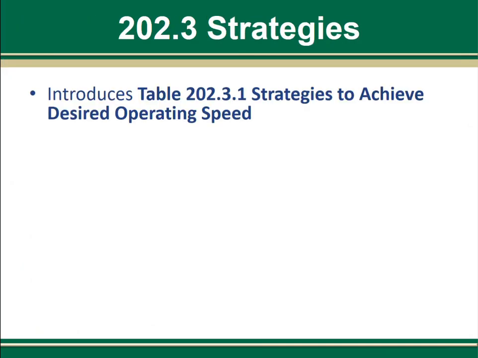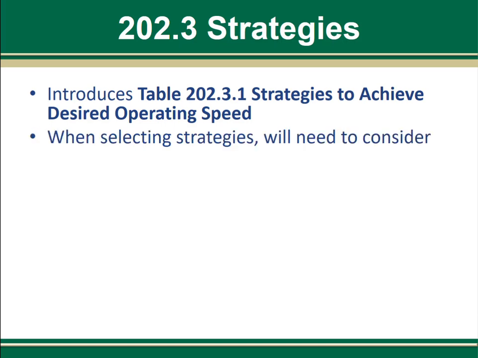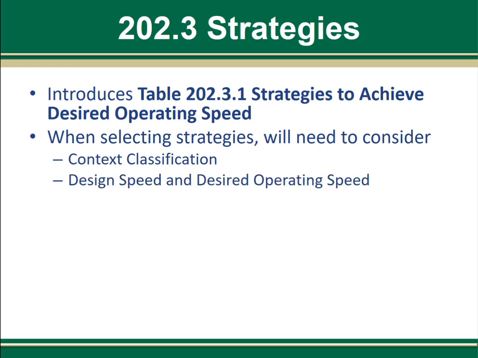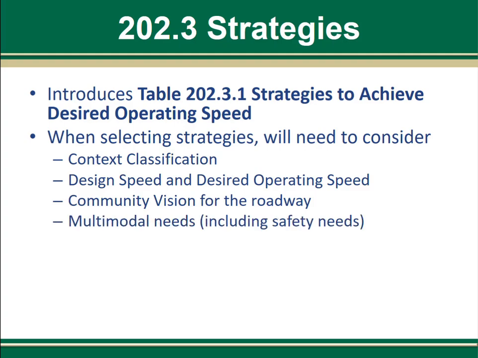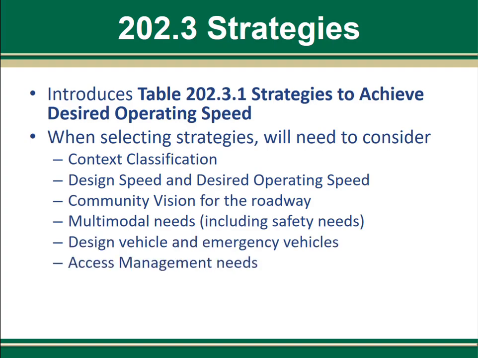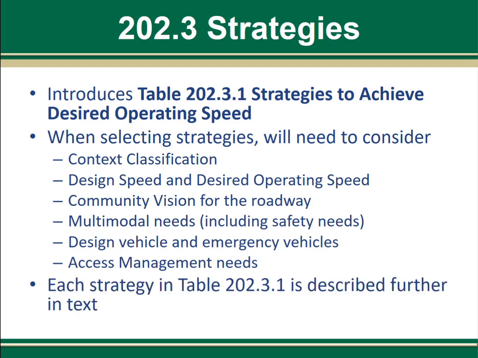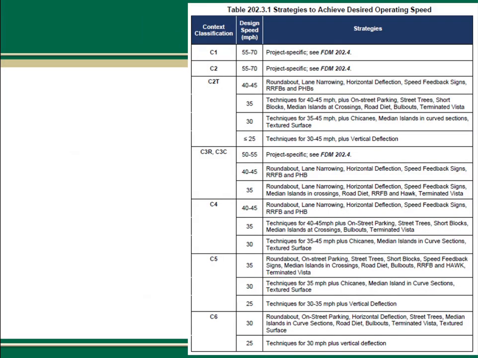202.3 Strategies. This section introduces Table 202.3.1 Strategies to achieve desired operating speed. When selecting these strategies, you will need to consider the context classification of the roadway, the design speed and desired operating speed, the community's vision for the roadway, multimodal needs including safety needs, the design vehicle and emergency vehicle access, and access management needs. Each strategy in Table 202.3.1 is further described in the text. Here's Table 202.3.1, Strategies to Achieve Desired Operating Speed.